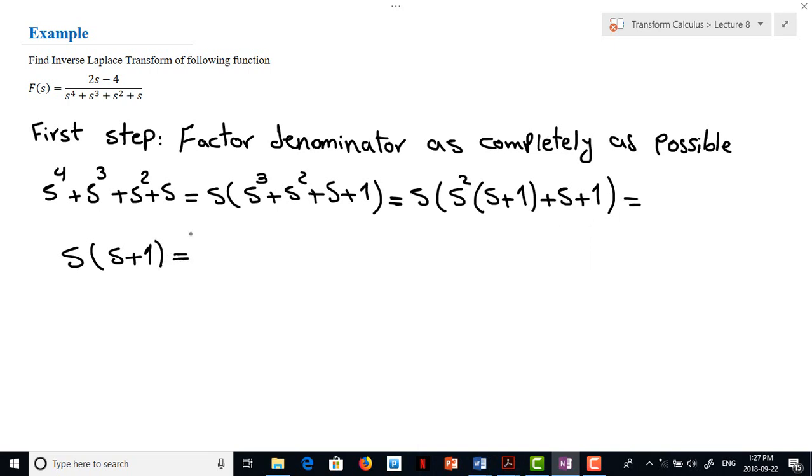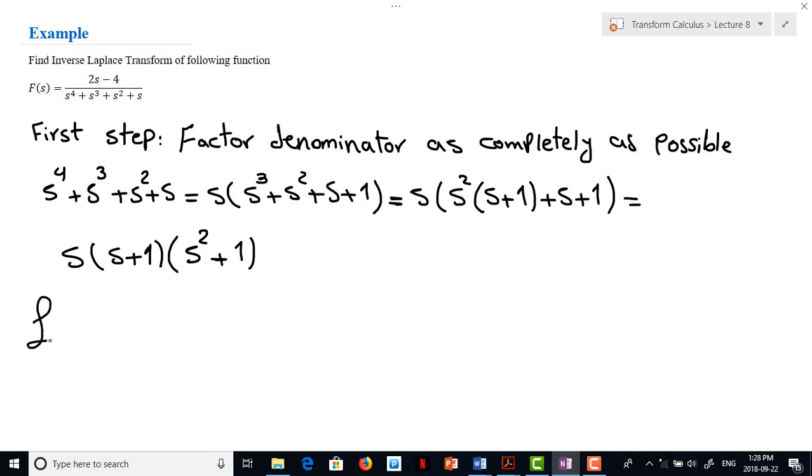So here we have s squared times s plus 1, and here we have just s plus 1. As a result, it's plus 1. So we could factor the denominator, and it's equal to s times (s plus 1) times (s squared plus 1). It's as completely factored as possible. We cannot go further.